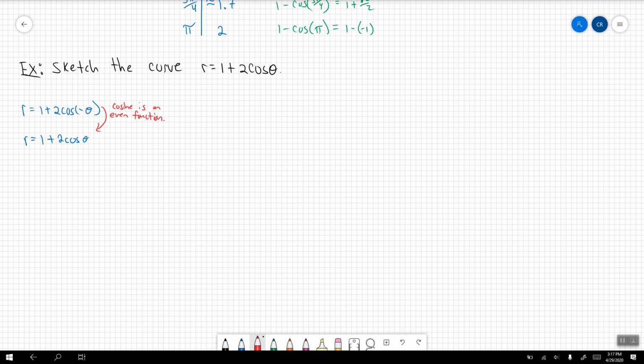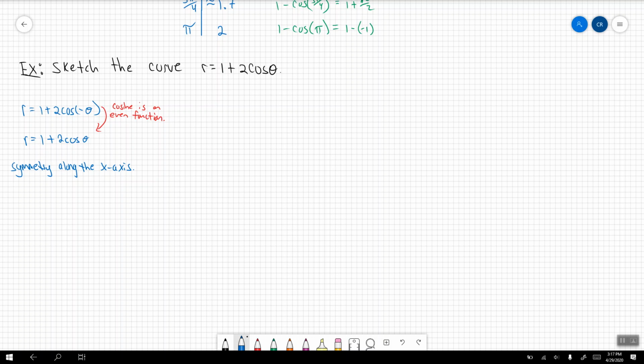So we get the actual cosine right back, or the actual function right back, which means at this point in time, this again is going to have symmetry across the x-axis. So we have again symmetry along the x-axis.